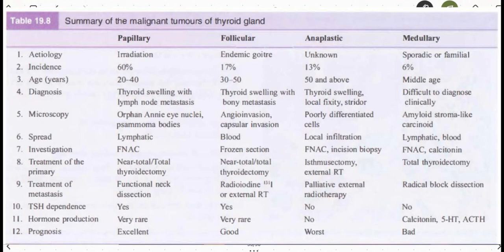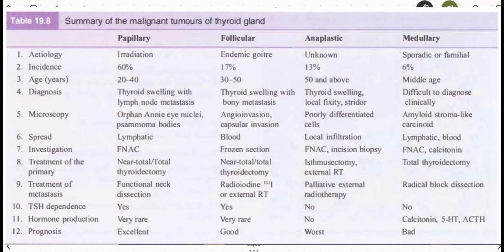Orphan Annie eye nuclei and psammoma bodies, they are characteristic feature of papillary tumor. Papillary spreads by lymphatic, follicular by blood whereas anaplastic by local infiltration. Investigation: FNAC is investigation of choice and frozen section in the follicular and FNAC and incisional biopsy in the medullary.